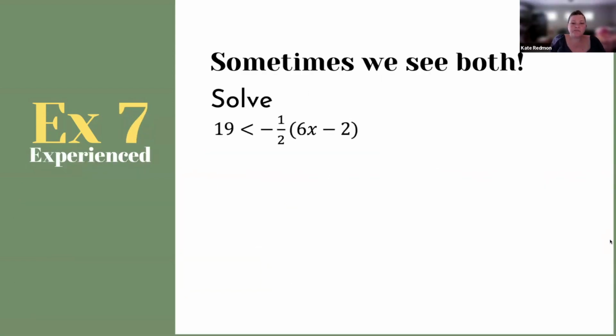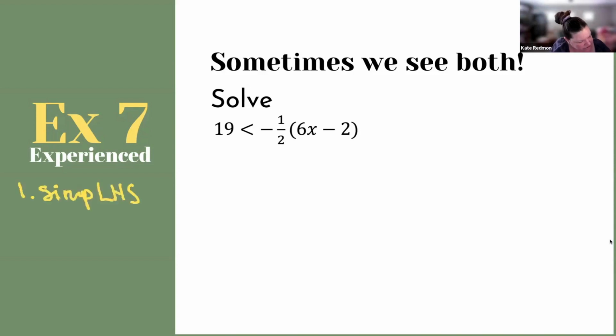Now I'm calling this one experience level practice. It's not actually that bad, but I'm going to need to be really careful with your inequality symbol in this particular example, because it is possible to see both types of relationship change in the same problem. The one where we flip the sides and the ones where we negate. Let's take a look. It says solve 19 is less than -1/2 times the quantity of 6x minus 2.